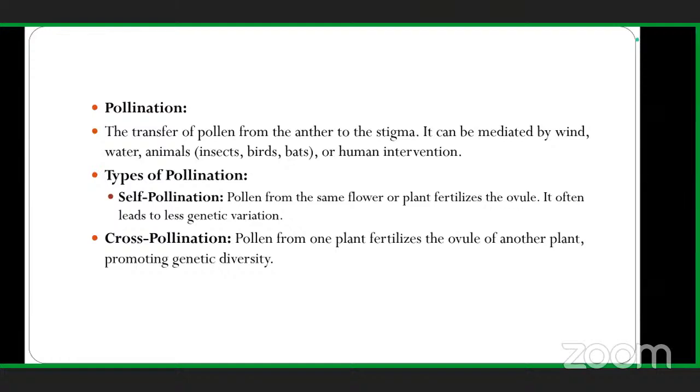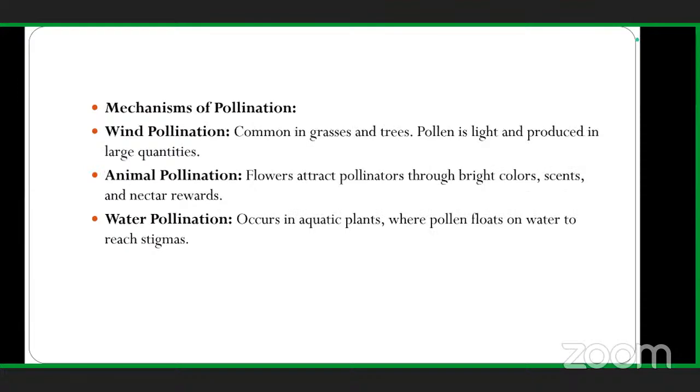Next is cross-pollination, meaning pollen from one plant fertilizes the ovule of another plant. Suppose there are two plants, plant A and plant B. Plant A's pollen reaches plant B's ovule through pollinators and fertilizes it. That is called cross-pollination, and it promotes genetic diversity. You will find more genetic diversity in cross-pollination, which is more beneficial. So two types of pollination: self and cross.